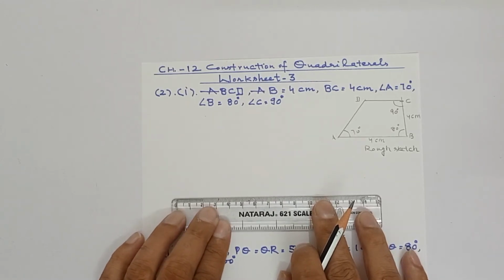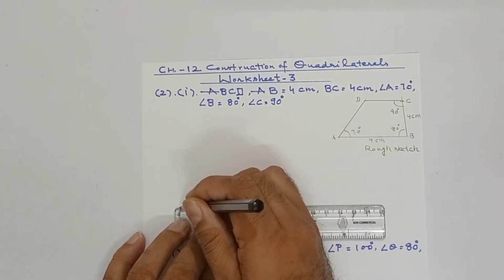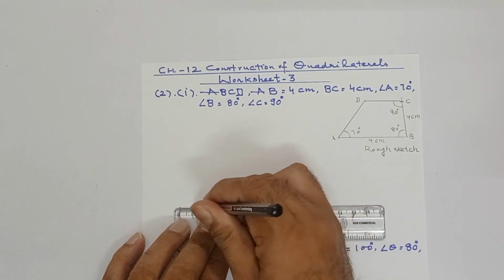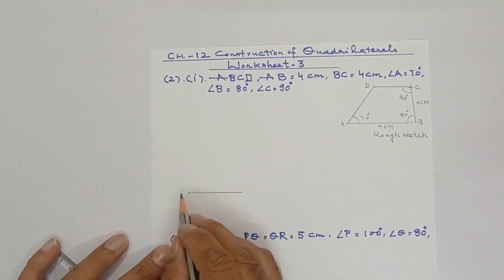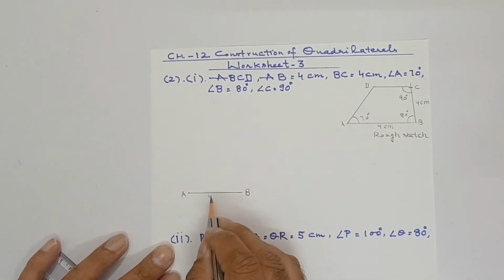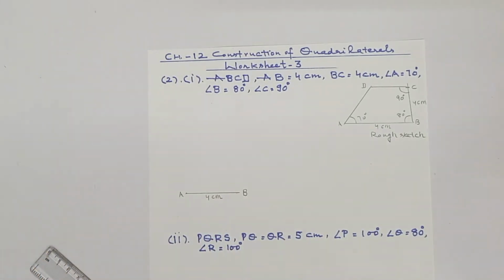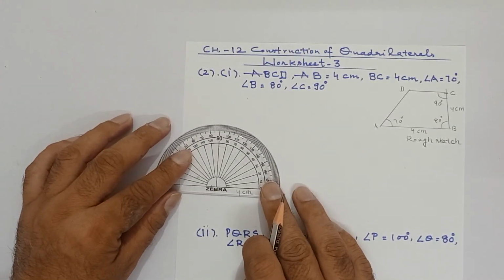First of all, we will take AB 4 centimeter. So I have kept the scale, and now 0, and this is 4. 4 centimeter line segment as AB has been taken. Right here 4 centimeter. Now on point A, you need to make 70 degree. On the left side, I am making the angle of 70 degree.